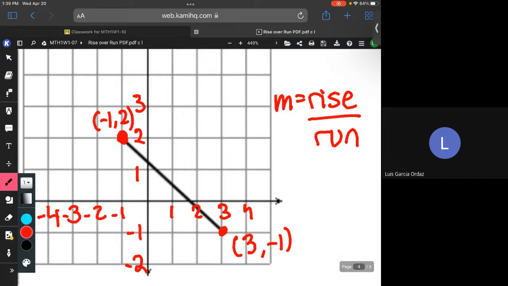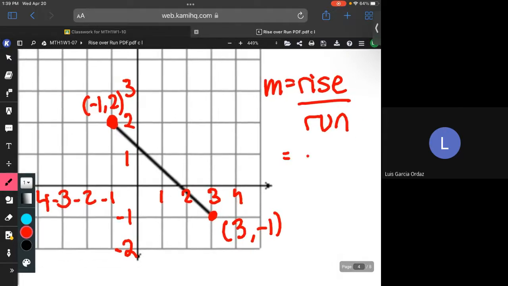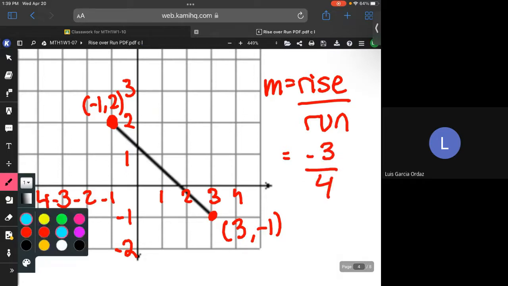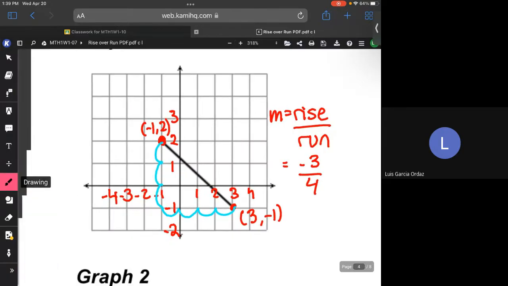Anyone want to give the answer? Maya? Negative 3 over 4. Perfect. So we're going to go 3 units down: 1, 2, 3. And then 4 to the right: 1, 2, 3, 4. Everyone else get negative 3 over 4? Good? All you're doing is making a triangle, basically. That's it. Okay, the next one.